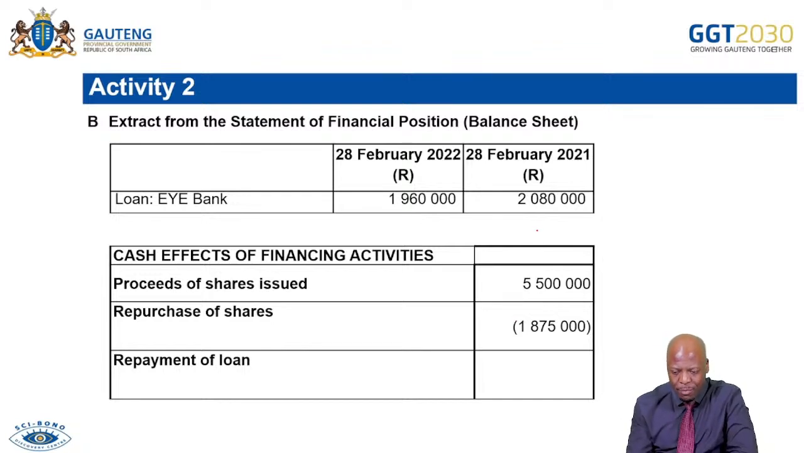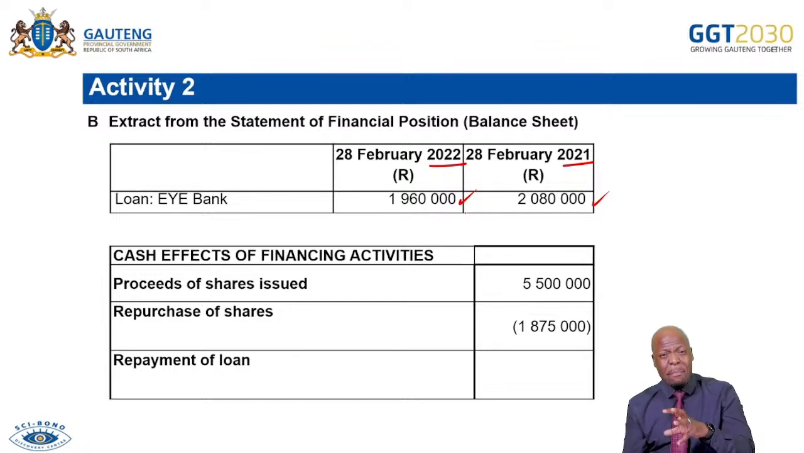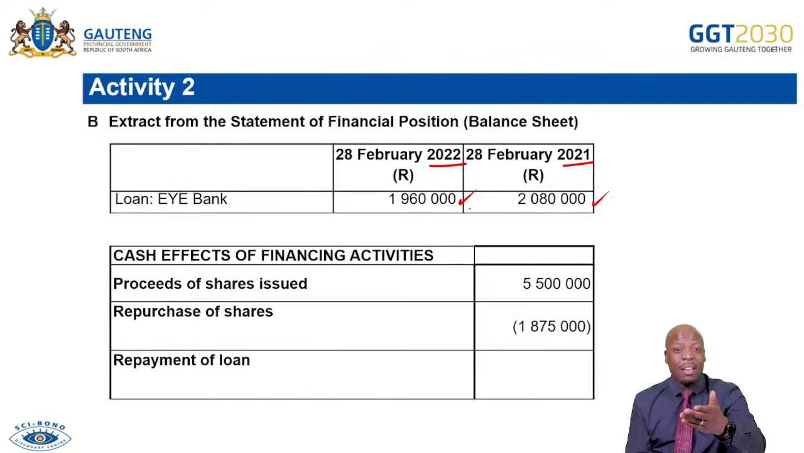Let's quickly move on now to the last part of our financing activities, which is the loan. In 2021, our loan was 2,080,000, but when we come to 2022, our loan is now 1,960,000. What does that mean? A loan is decreasing. Let's explain it the longer way. If my liability is decreasing, what does that mean? It means I have paid. If the amounts that I owe are decreasing, it means I have paid.